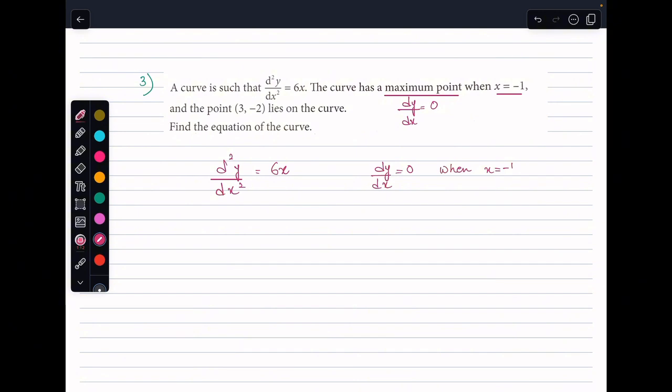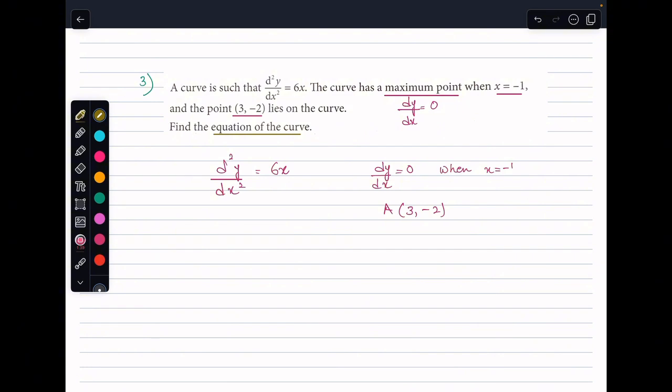And there is a point 3, negative 2, which lies on the curve. So let's write this point A as 3 and negative 2. This lies on the curve, and we are supposed to get the equation of the curve here. So obviously, to get the equation of the curve, I have to have my y in terms of x, and the information starts from the second derivative.